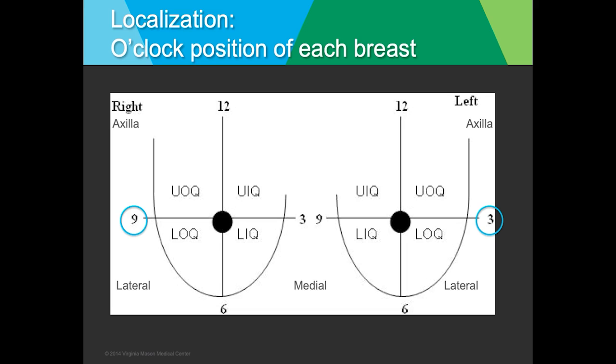Predominantly, a clock-faced position is used to describe findings and location in the breast. Note that these are different for each side of the breast. For example, a finding in the upper outer quadrant of the right breast will be between 9 and 12 o'clock, whereas a finding in the upper outer quadrant of the left breast will be between 3 and 12 o'clock.